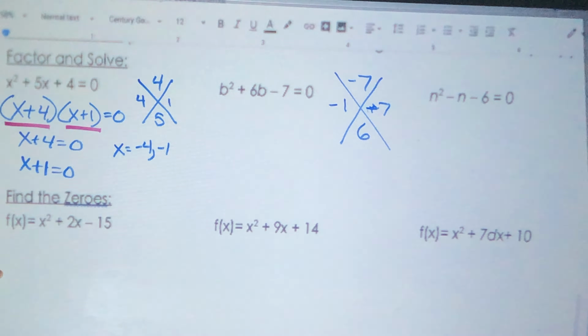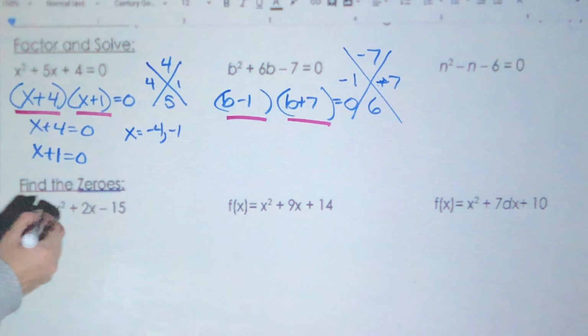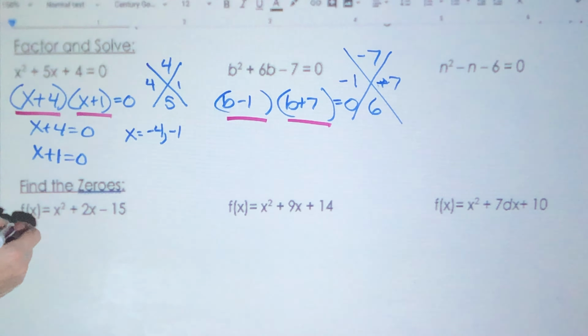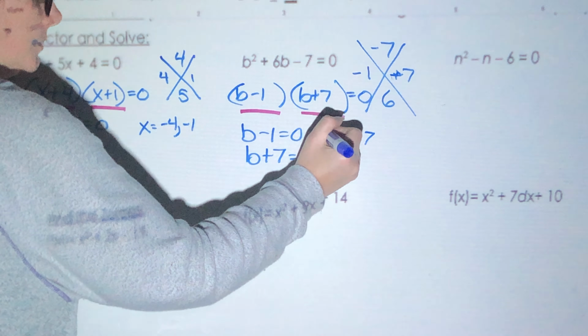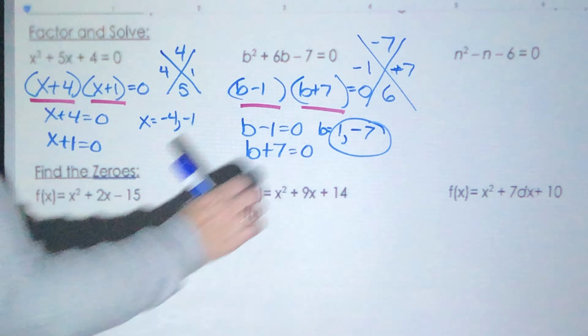So my two parentheses would be b minus 1 and b plus 7. And that has to equal 0. So I know that either this factor or this factor has to equal 0 in order for this to work. So b minus 1 equals 0 or b plus 7 equals 0. If I solve this one-step equation, I get b equals 1. If I solve this one-step equation, I get b equals negative 7. So those are my two solutions, roots, or zeros for that trinomial.